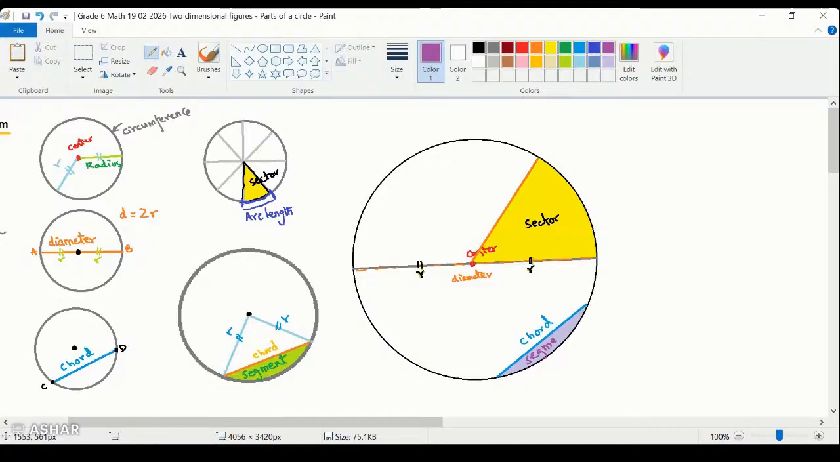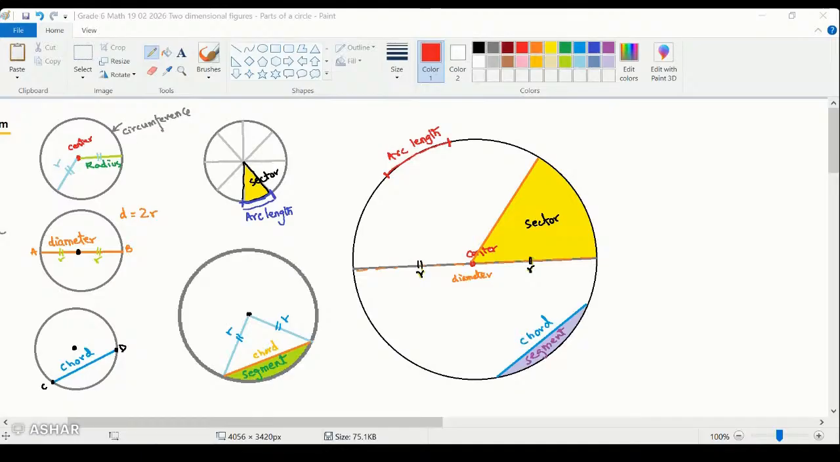And the part of the circle from the circumference, this part of the ring, the outer ring, is known as arc length. Okay. So we have looked at a few options. Let's try the question and see what the question is asking us.